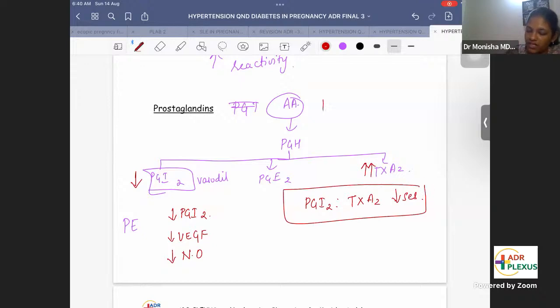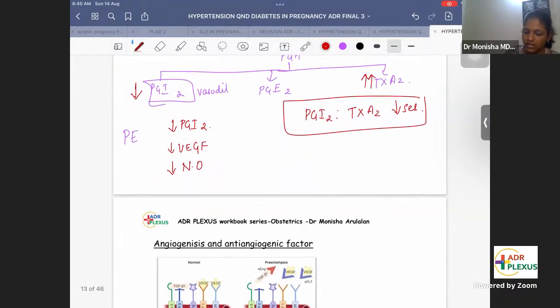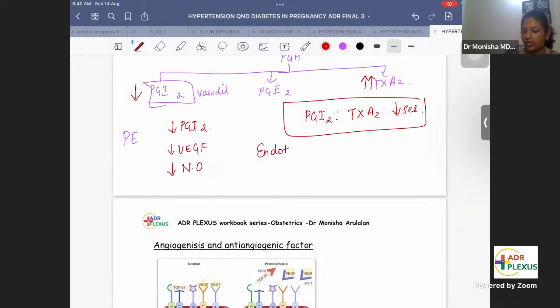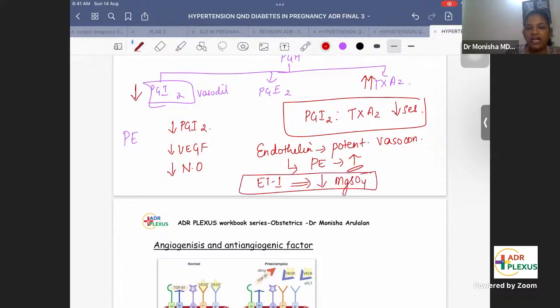Remember, this was a very recent question in the NEET. Recent question, so you have to remember this. What else is important is the presence of endothelin. See, endothelin is a potent vasoconstrictor. So in preeclampsia, there is an increase in endothelin levels. And remember, endothelin levels are decreased by magnesium sulfate. That's why it is very useful in the prevention of eclampsia.